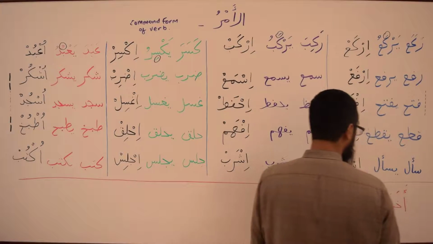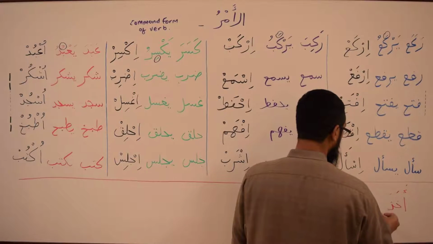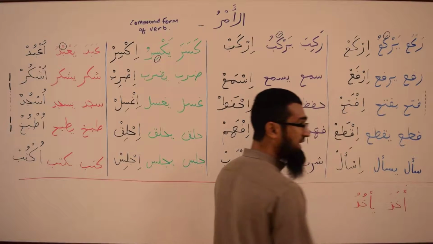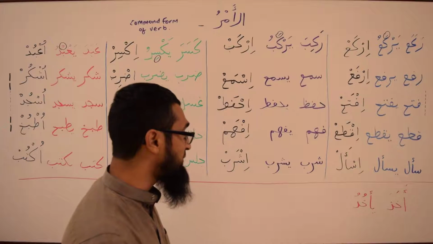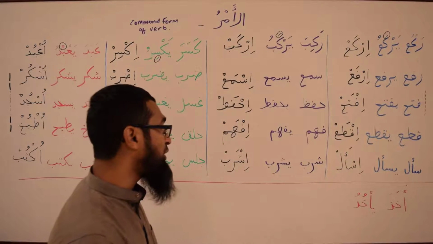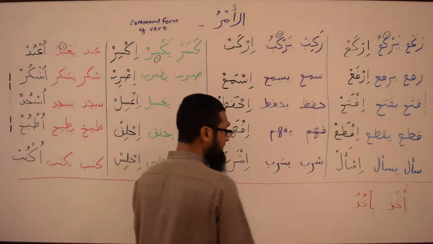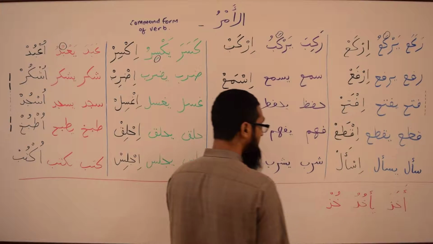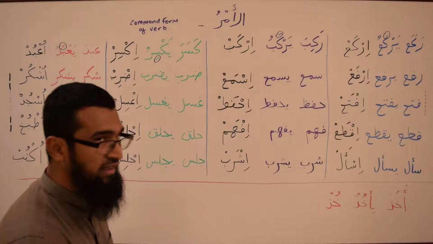akhadha, ya'khudu, which means to take. Akhadha ya'khudu, and we've seen this verb already. Okay, how do you create the amr out of it? The amr is just khud. Khud, 2 letters. Khud, take.